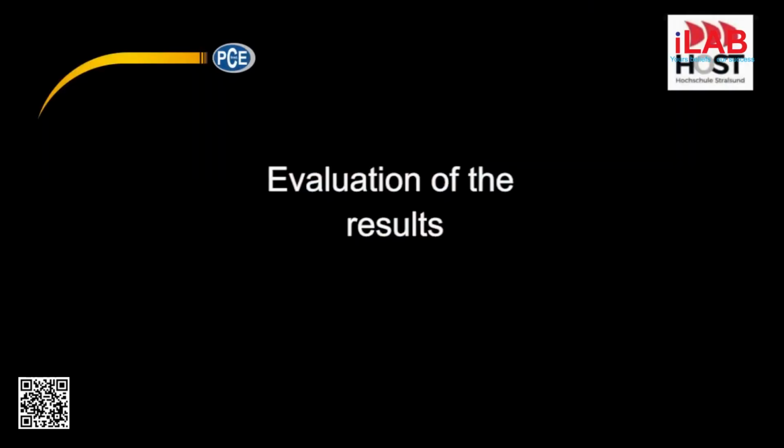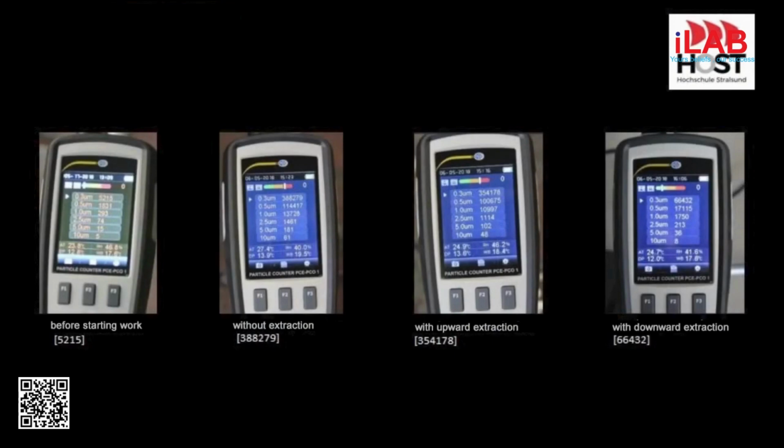Evaluation of the results. Before work started, in the area of 0.3 micrometer, 5,215 particles per 1.416 litre were measured in 30 seconds, and this is clearly in the green area of the digital colour bar, whereby values up to 100,000 at 2.8 litre per minute are safe for the environment.